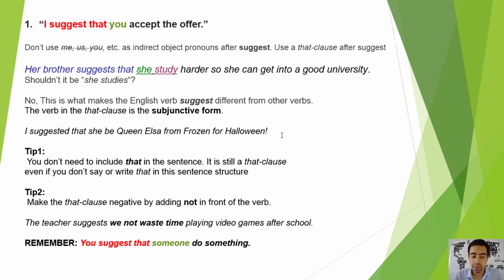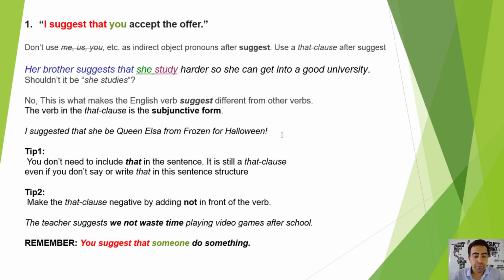Now, tip number one. You don't need to include that in the sentences. It is still a that clause. It means even without that, we can make a that clause. That is optional. For example, we can read the first example like that. Her brother suggests she study harder, or I suggest she be Queen Elsa. All right?